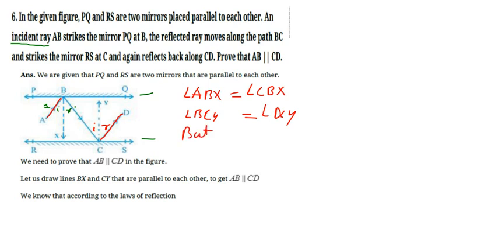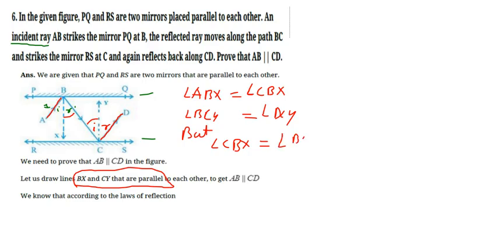But what is the construction? BX is parallel to CY. See, we did the construction. Let us draw BX and CY that are parallel to each other. So naturally, alternate angles will be equal. But which angle? CBX equals this angle. CBX means this one. CBX equals angle BCY. This one.